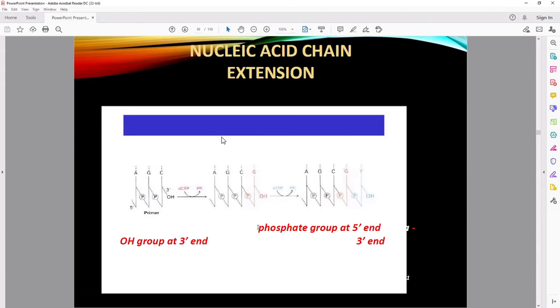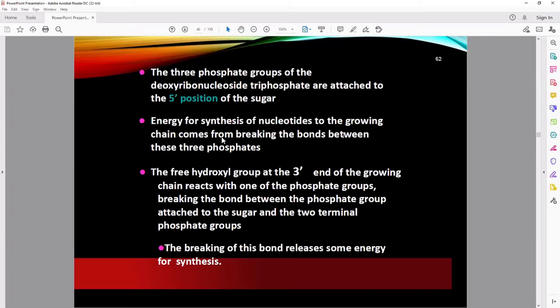So what happens during the extension? Basically, the hydroxyl group at the 3' end acts as a nucleophile, which is going to attack the phosphate group at the 5' end of another nucleotide to start the extension process. So the hydroxyl group attacks the phosphate group. It acts as a nucleophile and attacks the phosphate group at the 5' end of another nucleotide to begin the extension of DNA. The three phosphate groups of the deoxyribonucleoside triphosphate are attached to the 5' position of the sugar.